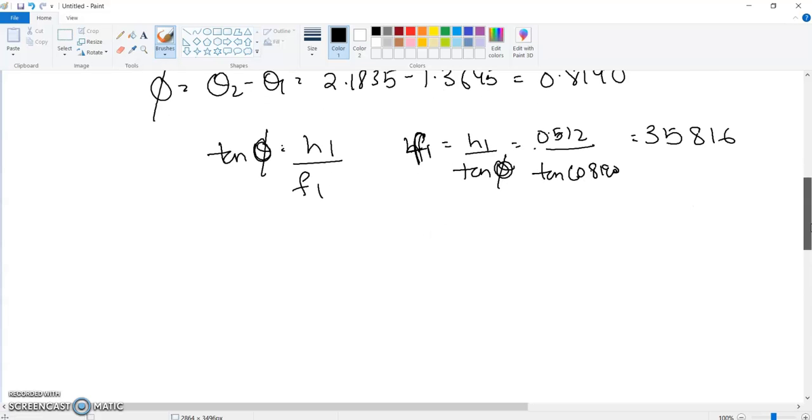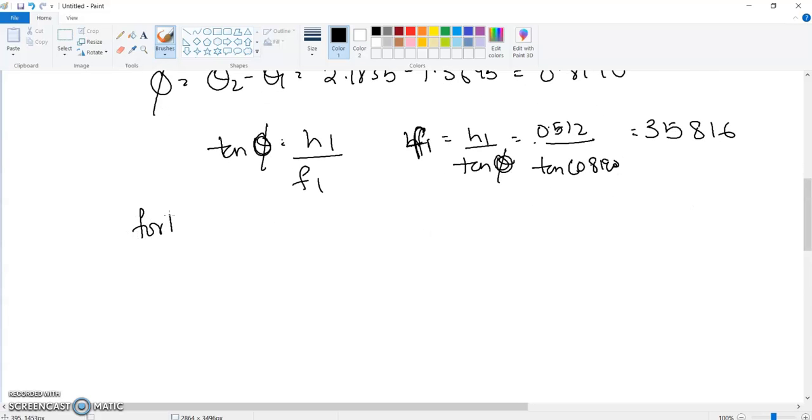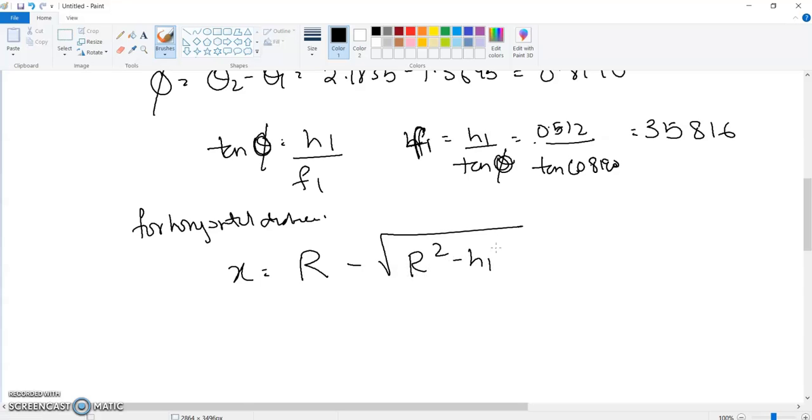For the horizontal distance, I'm going to use the formula where x is my horizontal distance, the total distance minus the perpendicular one, right? If you apply the Pythagoras theorem, it turns out to be r square minus h1 square, right? It's just that the hypotenuse square is perpendicular plus base square. So I just moved it all and made it simpler directly. So x would give me r, what was the r?